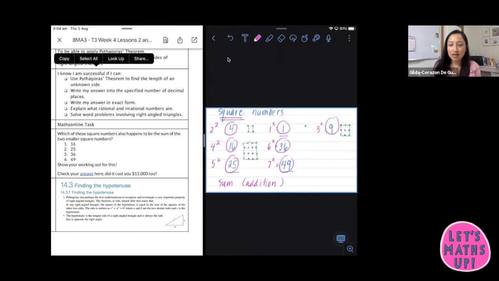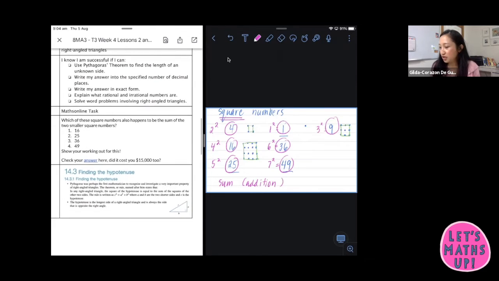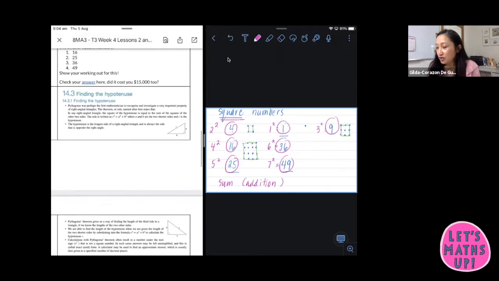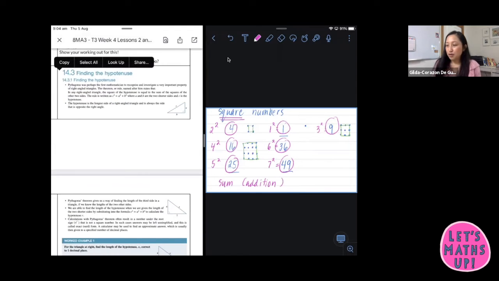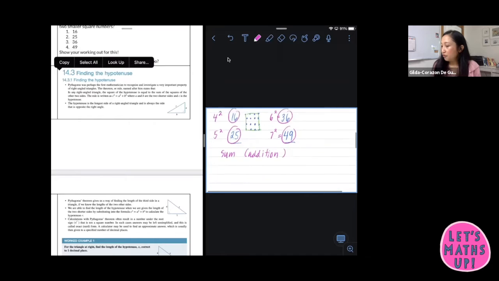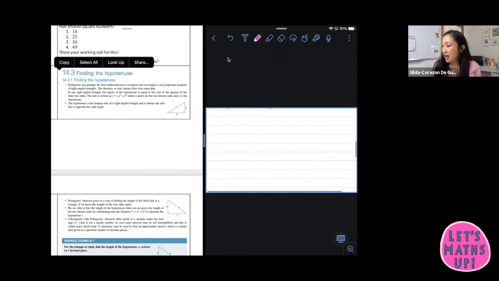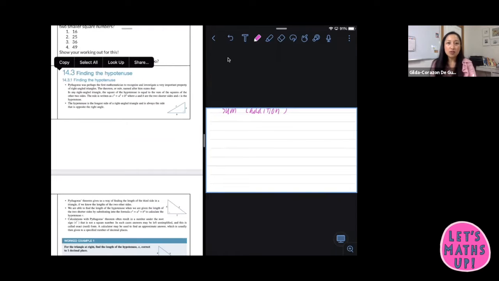So if you haven't watched that video yet, you can watch that later. Today we'll be looking at finding the hypotenuse, and maybe you'd find out the reason why we had that warm-up activity about square numbers, okay? Because we will be squaring numbers.